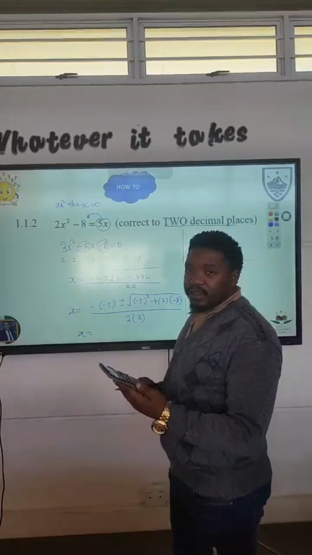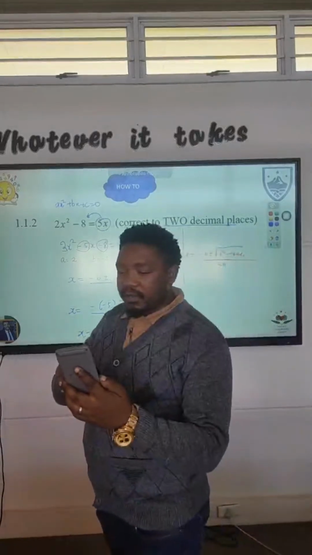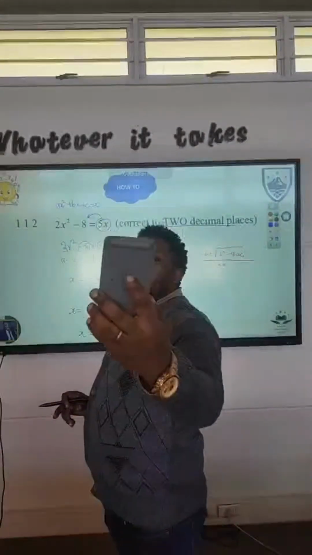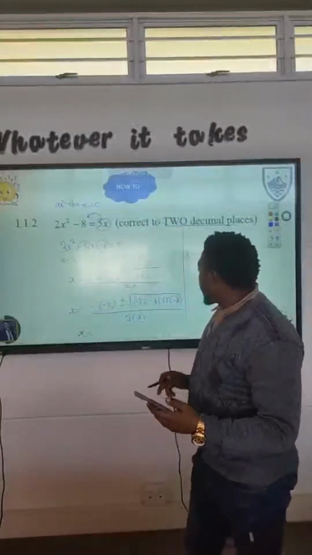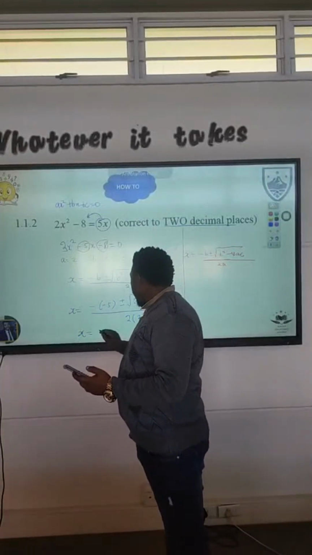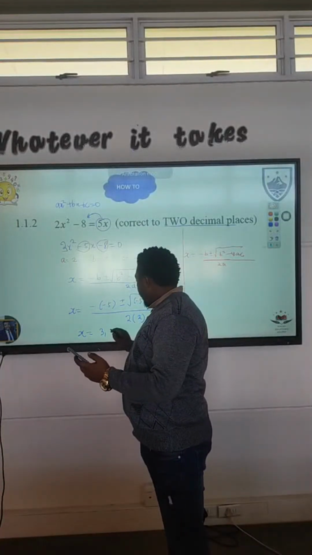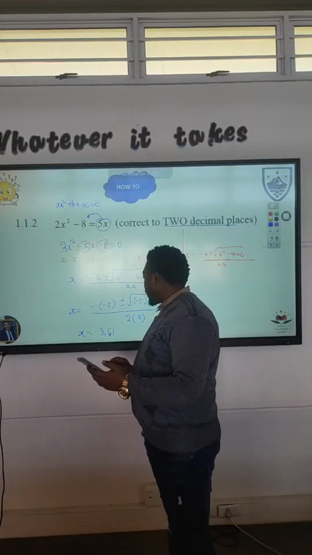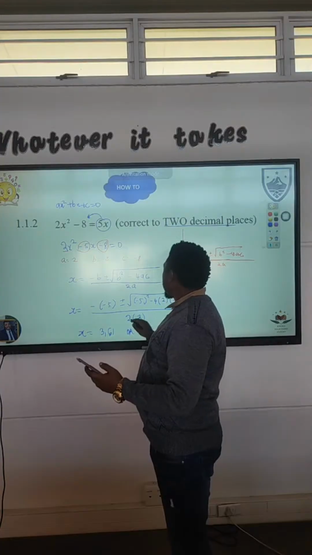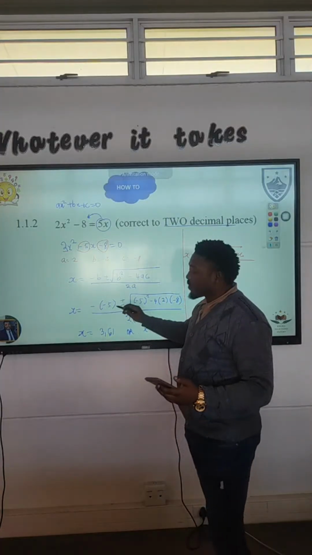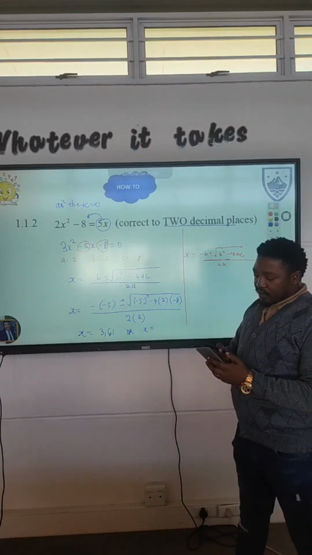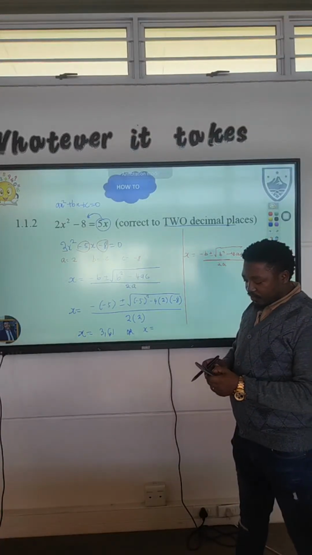I get my answer. I hope you're getting the same thing. And then when you press the S-D button, it will give you 3.61. Remember, they said to 2 decimal places. And then for my other x, I'll press everything, but this time I'm going to use a minus, so I can just go back to my calculator.